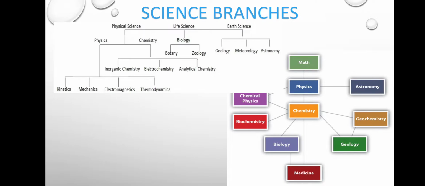So science has a lot of branches, right? It has physical science, it has life science, it has earth science, you have mathematics, right? In physical science, you have physics and chemistry. In physics, again, you have kinetics, mechanics, electromagnetics, thermodynamics. In chemistry, you have inorganic chemistry, electrochemistry, and analytical chemistry. In biology, you have botany and zoology. In earth science, you have geology, meteorology, and astronomy, right? So science has various branches.